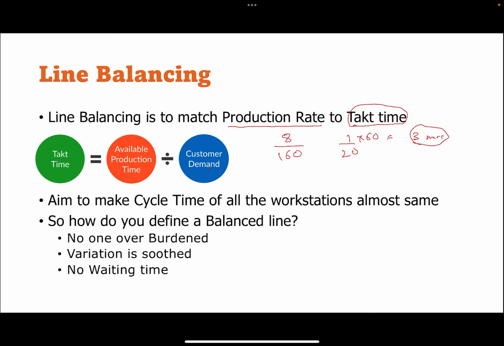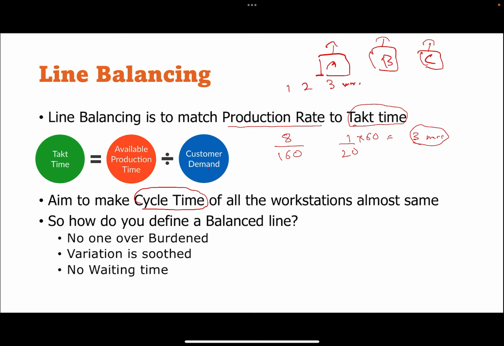And you can see that there are several workstations like A, B, C. Each workstation should take only 3 minutes. Then only we can match the demand to the production rate. And this is called the cycle time. Cycle time is the time taken by the workstations for the process. It can be 3, it can be 2, 1, etc.